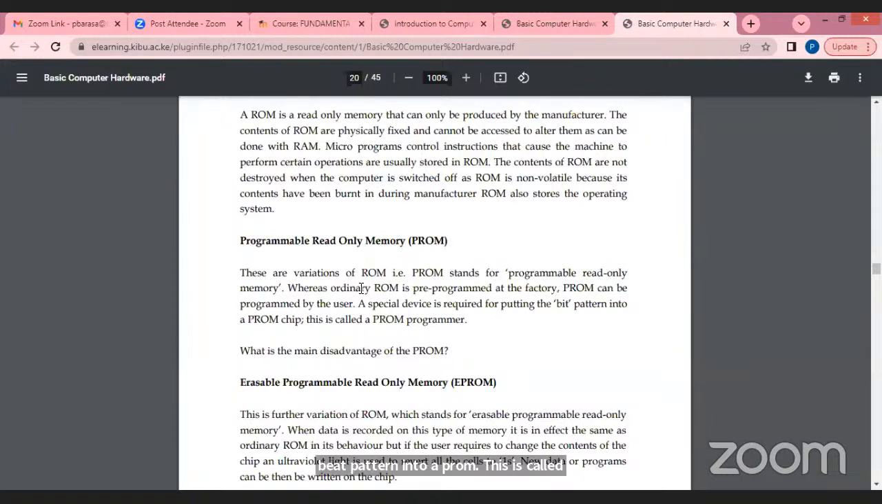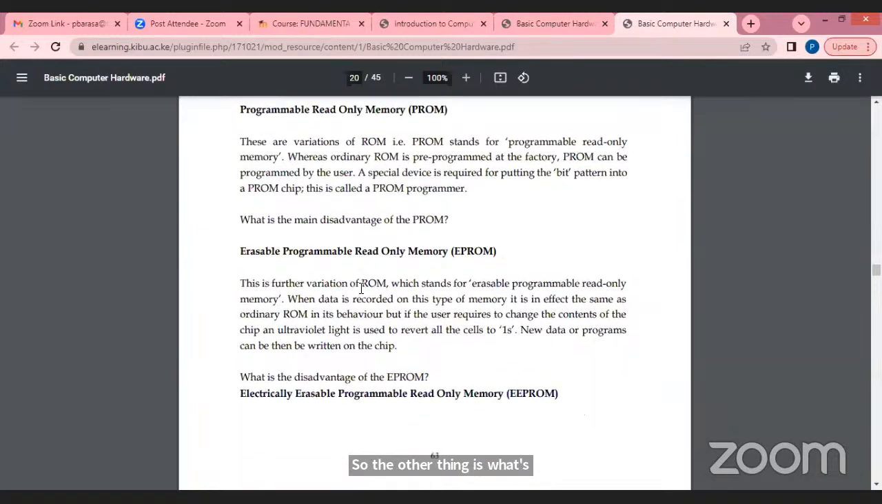So the other thing is, what's the disadvantage of a PROM? So find out. That one is your assignment, individual. Then we have what we call the erasable programmable read-only memory.